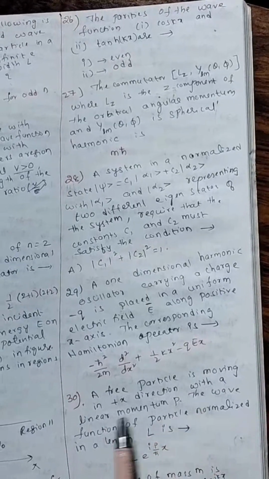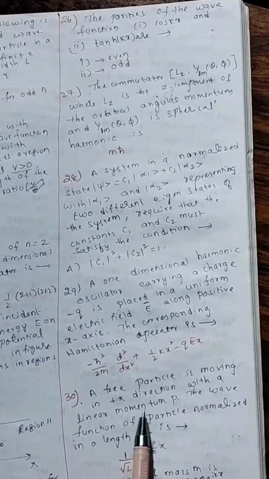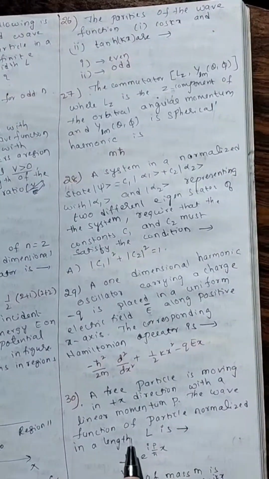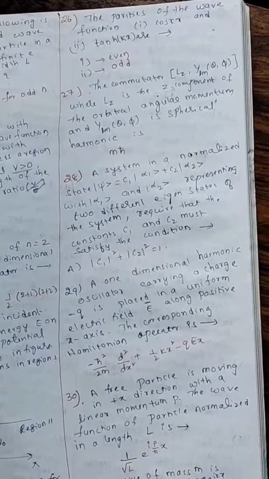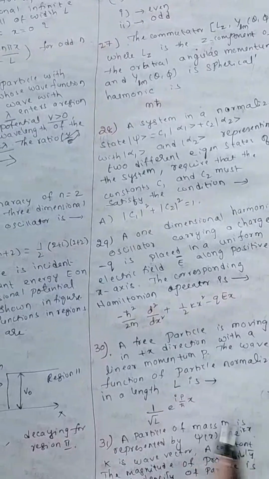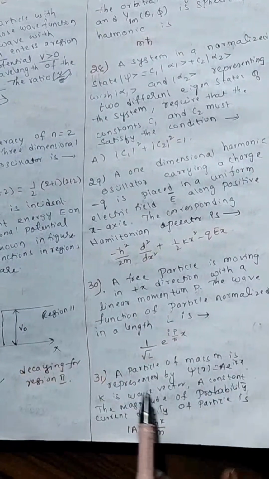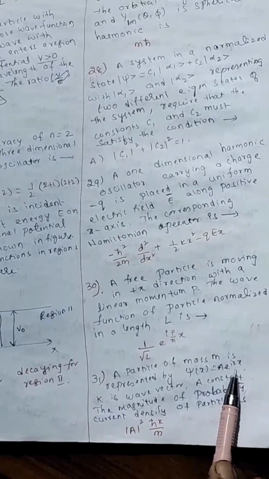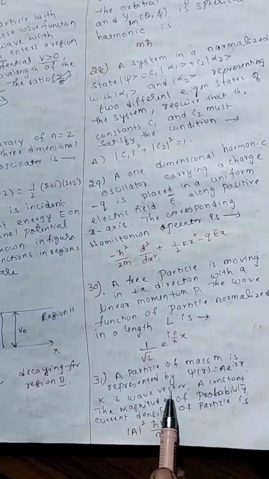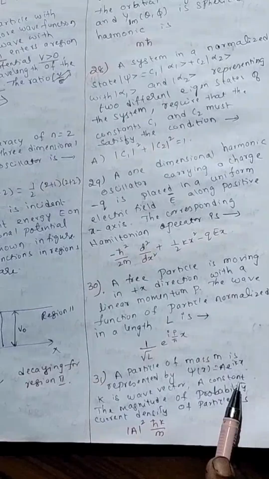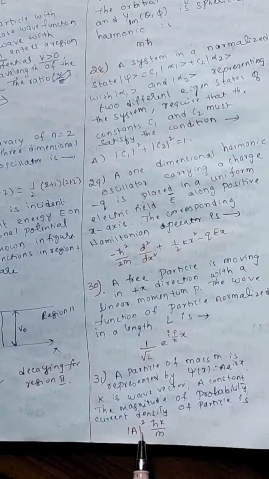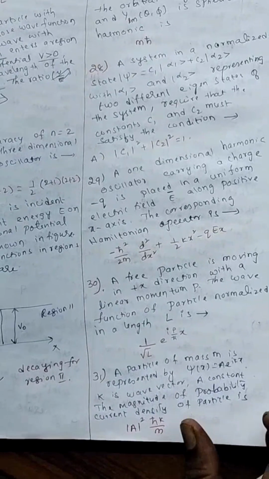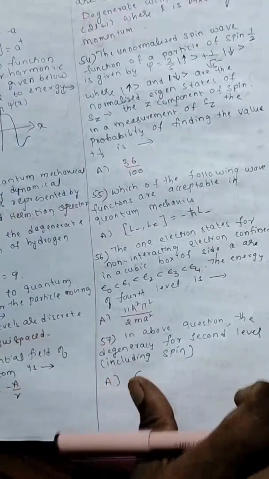Next, a free particle is moving in the positive x direction with a linear momentum p. The wave function of the particle normalized in a length L is 1 by root L e to the power of i p x by h cut. Now next, a particle of mass m represented by psi of x is equal to A e to the power of i k x, where k is the wave vector and A is a constant. Then the magnitude of the probability current density is A square h cut k by m. Okay, A square h cut k by m.